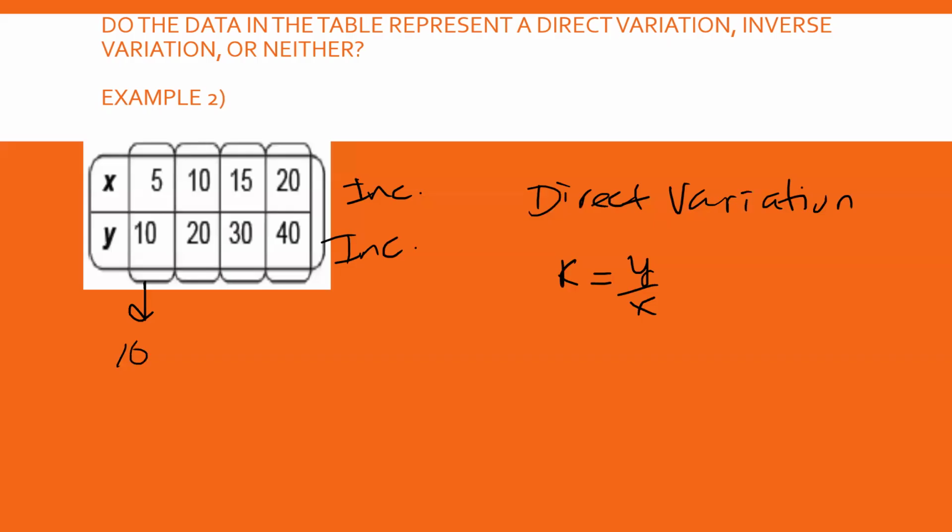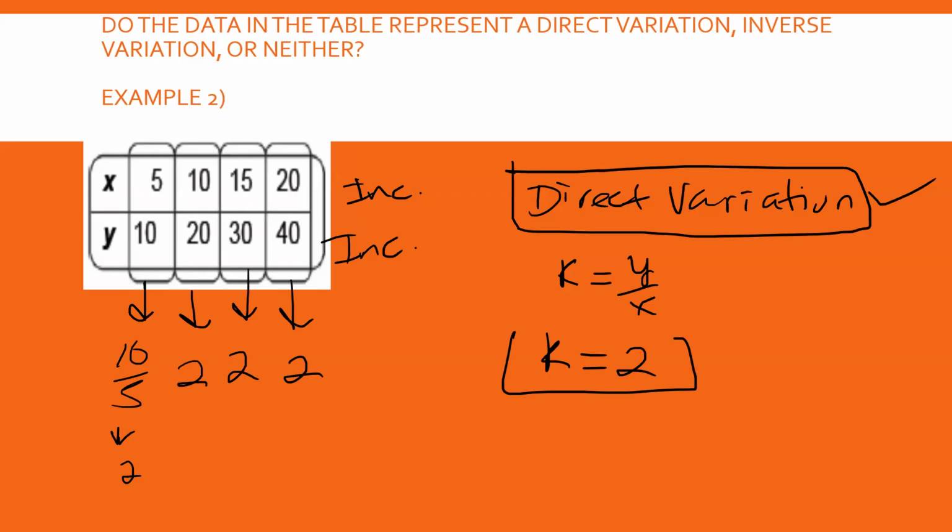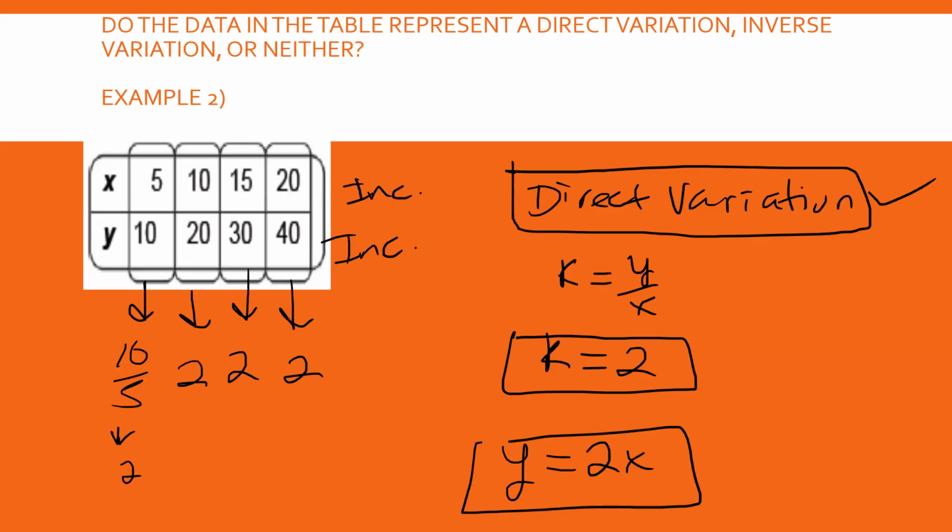Okay, so we're doing 10 divided by 5, and that's going to give us 2. What about 20 divided by 10? 2. What about 30 divided by 15? What about 40 divided by 20? Are they all 2? Yes. So is it a direct variation? Yes, it's a direct variation with a k value of 2. So our k value equals 2, which means that our function that would model this would be y equals 2 times x.